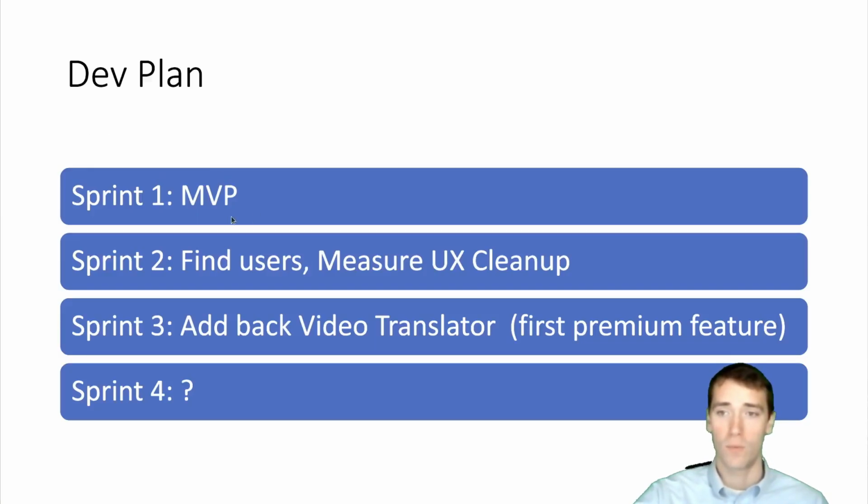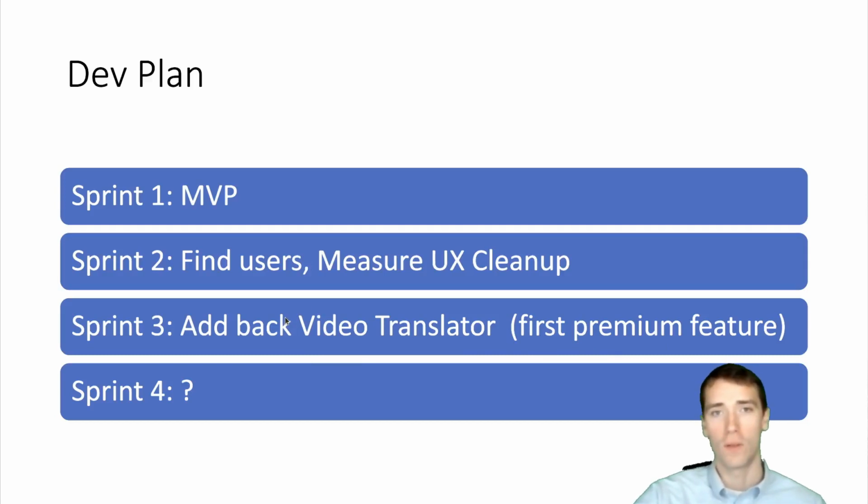Dev plan. So sprint 1 is MVP. That's the next 3 weeks. Then the next sprint, going to try to find some users and clean up the UX and make it really tight and perfect for that measure feature. And then sprint 3, I think, will work adding back the video translator, and that can be the first premium feature.